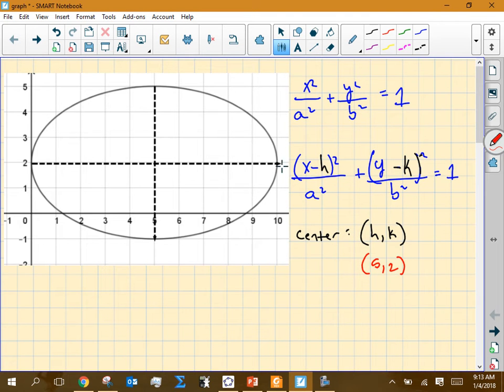Now just filling into this formula, I'm going to have x minus 5 squared, and I'm not going to worry about the denominator yet, plus y minus 2 squared is equal to 1. Now we've got to come up with our denominators. So we're kind of working backwards from the example that we did yesterday.